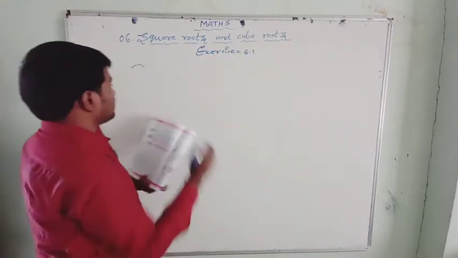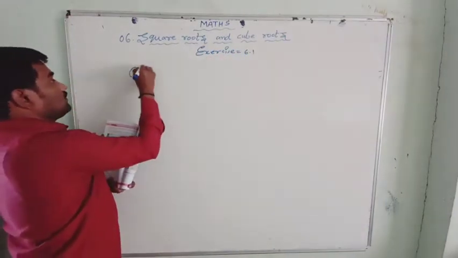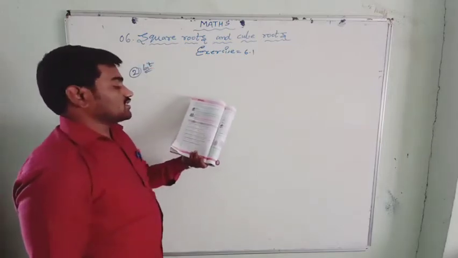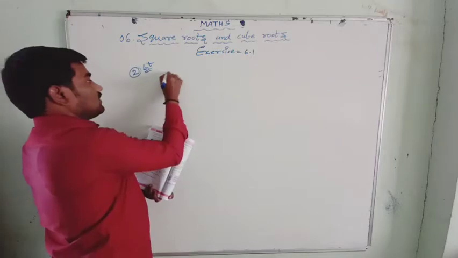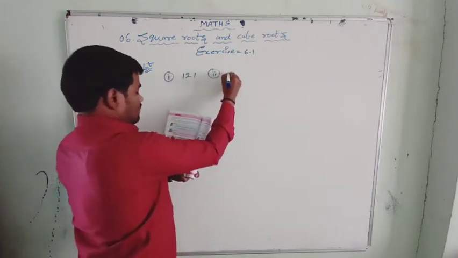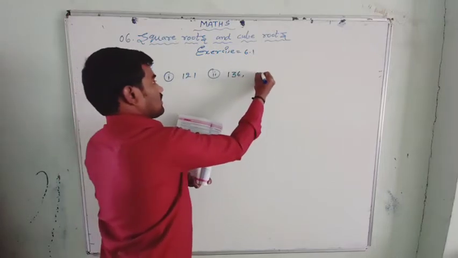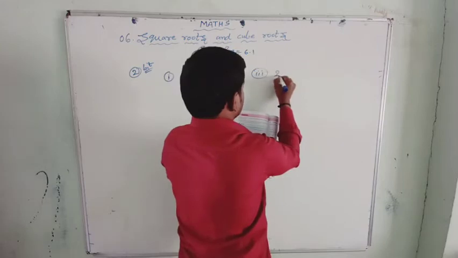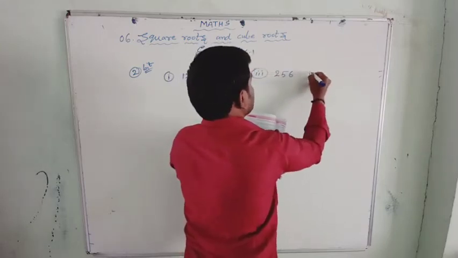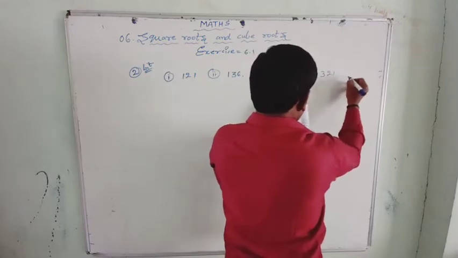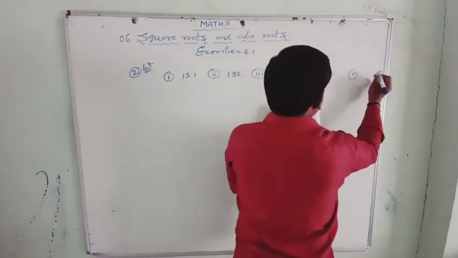Yes, the second bit here: which of the following numbers are perfect squares? Here I have given 121. The second one, 136. Third one, 256. If you know up to 30 squares, then you can write this. That's the reason I told you up to 30 squares.